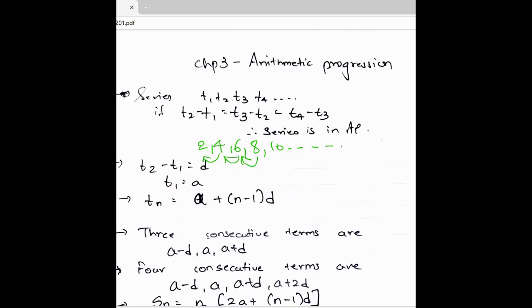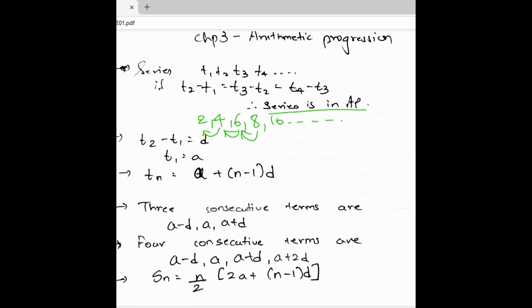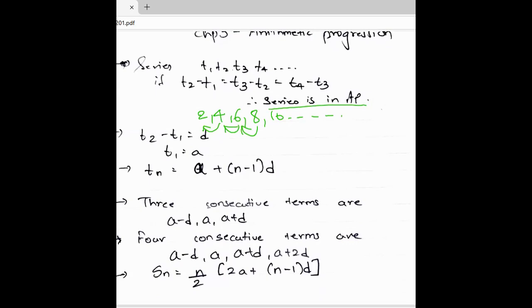That means if the difference is constant, if the difference value is the same, we can say that the series is in AP. Over here, T2 minus T1 is called D. That means the second term minus the first term is called the difference. And A over here is the first term. For Tn, I cannot keep on doing this till the 100th term.